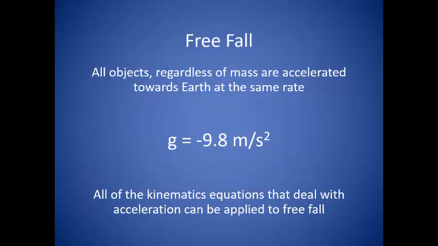So an object in free fall, regardless of its mass, is accelerated towards the Earth at the same rate. This acceleration rate is known as g, and it is negative 9.8 meters per second squared. We can use this value for acceleration in any of our kinematics equations that we already have.